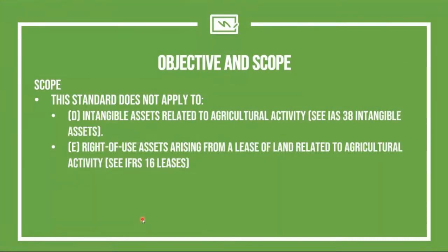In addition, there are other items, letter D and letter E: intangible assets related to agricultural activity because they are covered by IAS 38, as well as right of use assets arising from the lease of land related to agricultural activity because they are covered by IFRS 16. Okay? So those are the items that are not covered by our standard.